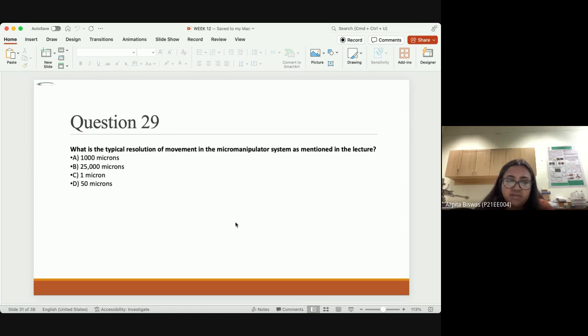What is the typical resolution of the movement in a micro manipulator system as mentioned in the lecture? So first option is 1000 micron, second 25,000 micron, option C is 1 micron, and option D is 50 micron. So what is the typical resolution of movement in the micro manipulator system as mentioned in the lecture? Please try to find out the right answer.